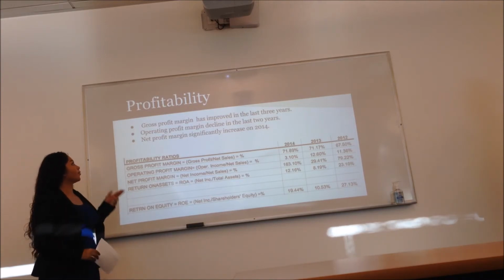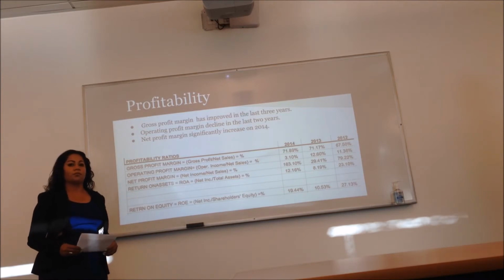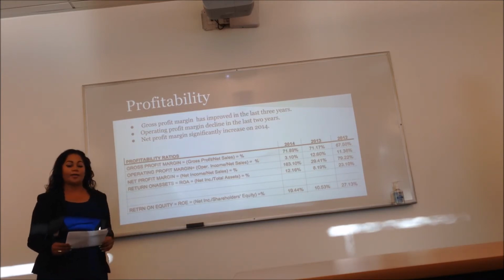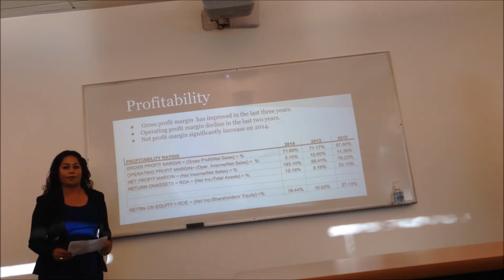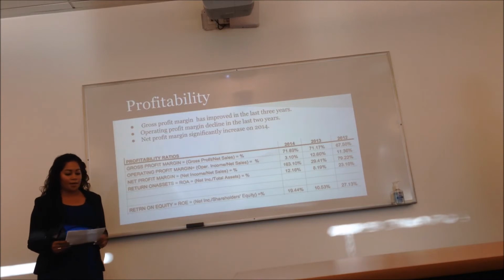I'm going to talk about profitability. First of all, I'm going to start with the profit margin. The gross profit margin improved from 2012 to 2014, and this tells us that the company has been stable for the last 3 years. Then I'm going to talk about the operating profit margin.